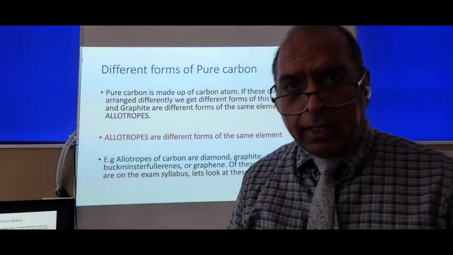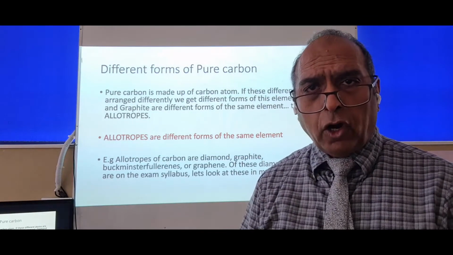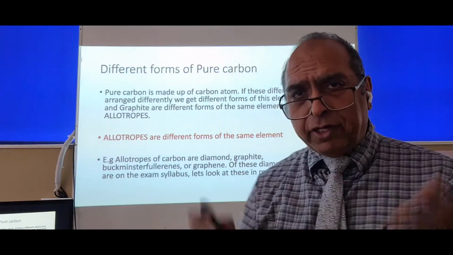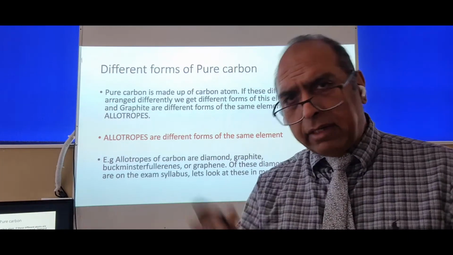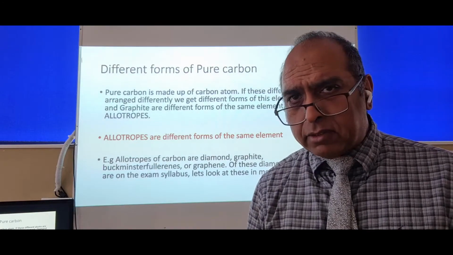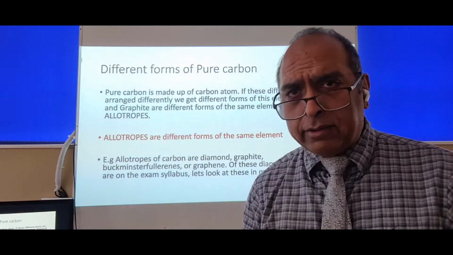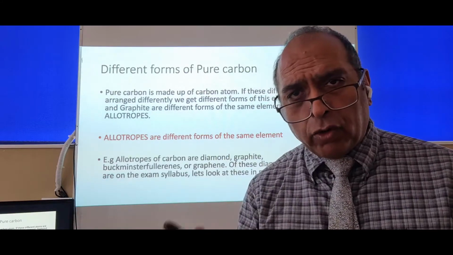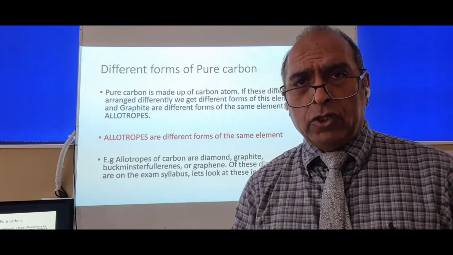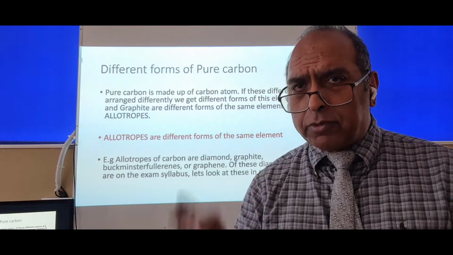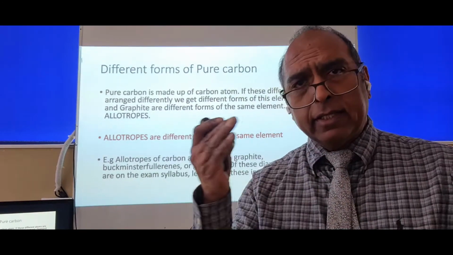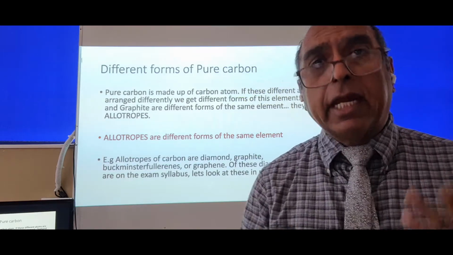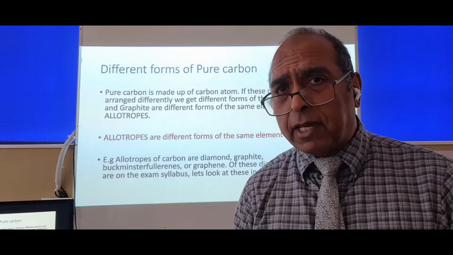Now, allotropes are different forms of the same element. So if you've got carbon, diamond and graphite are made of carbon atoms. They're pure carbon variants, and we call them allotropes. So the most common allotropes are graphite and diamond for the element carbon, different forms of the same element.